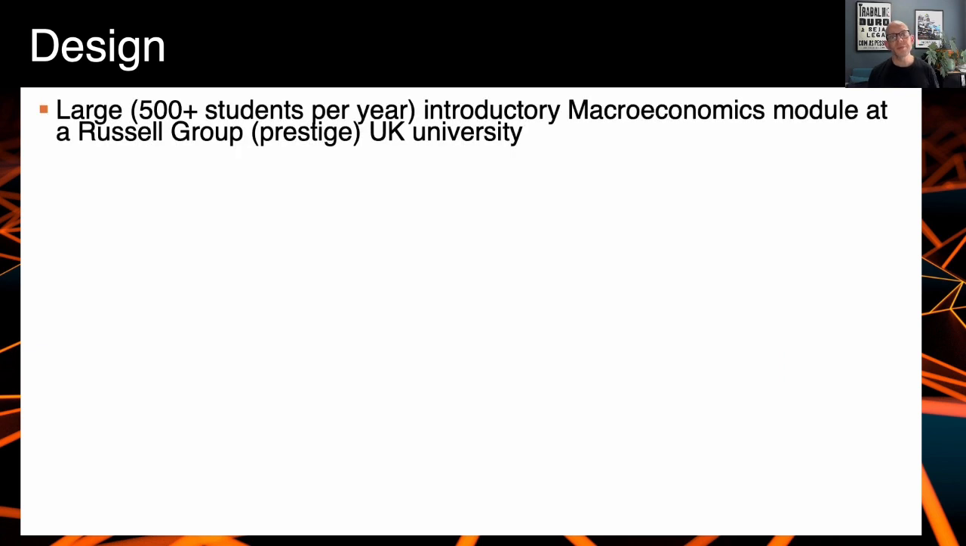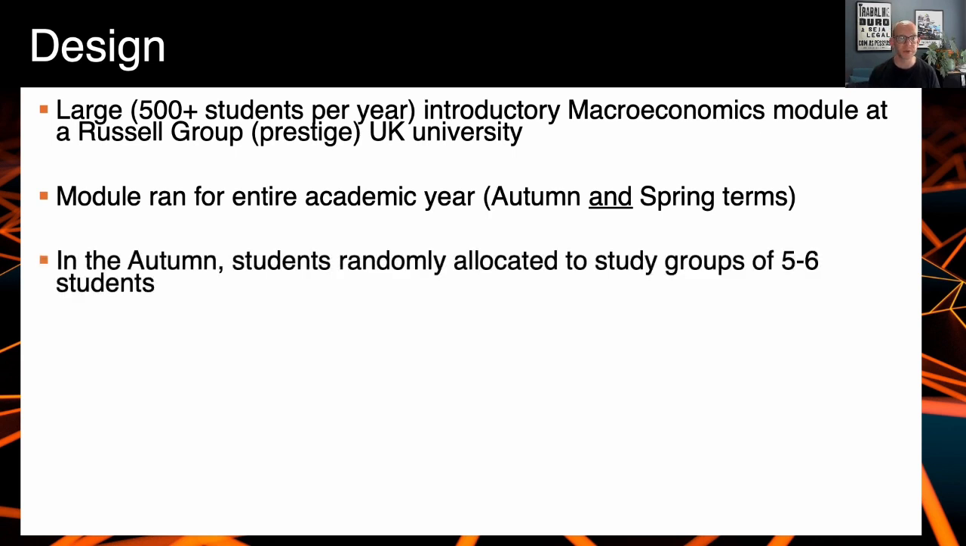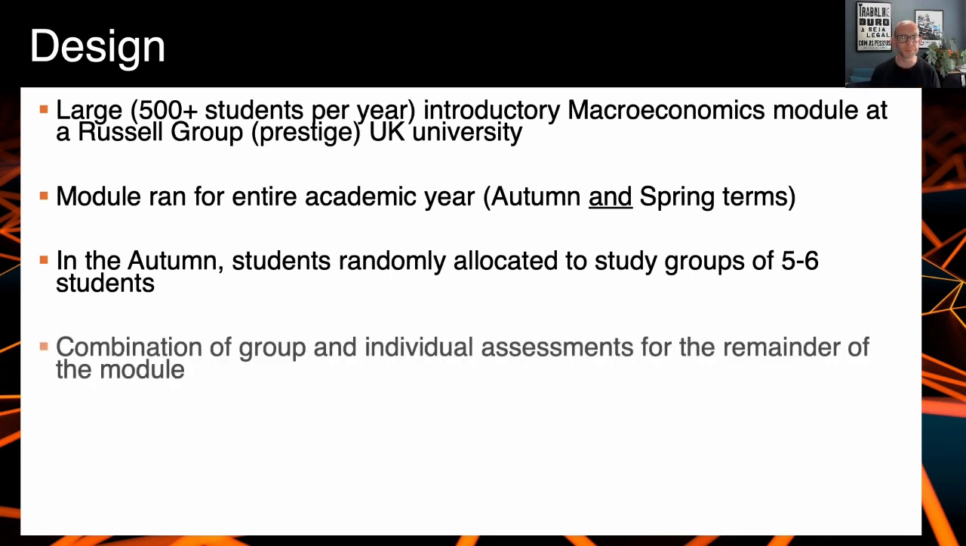So we follow a large introductory macroeconomics module at a prestigious Russell Group UK university, which has about 500 students per year. And this module runs for the entire academic year, autumn and spring. We look at the timeline in a moment. In the autumn, students are randomly allocated to study groups of generally 5 to 6 students. So we end up with lots of groups because it's such a large module.